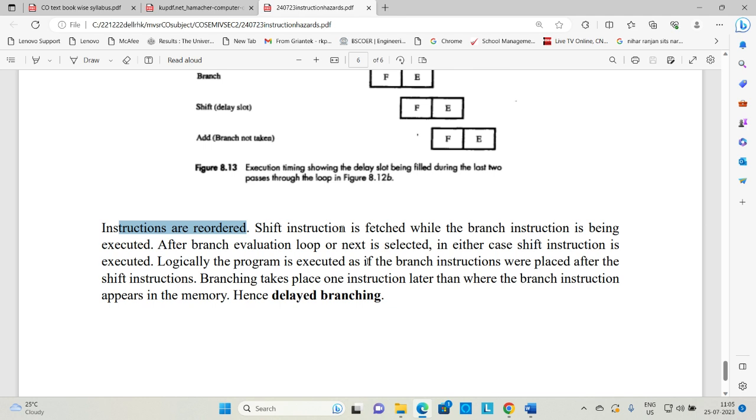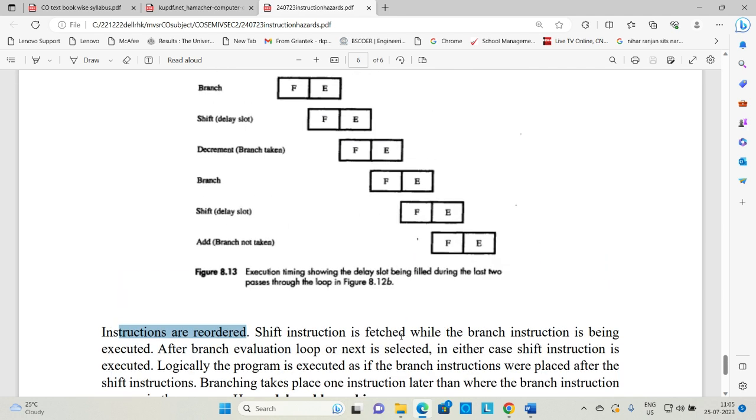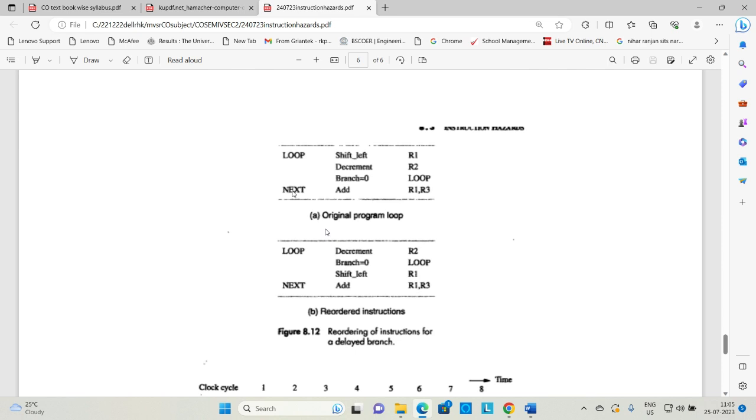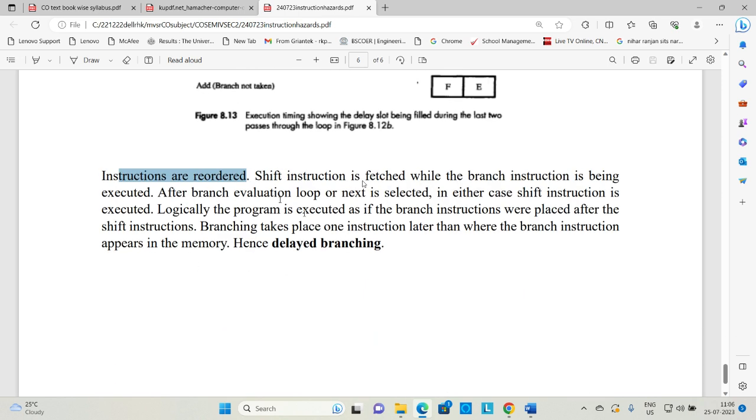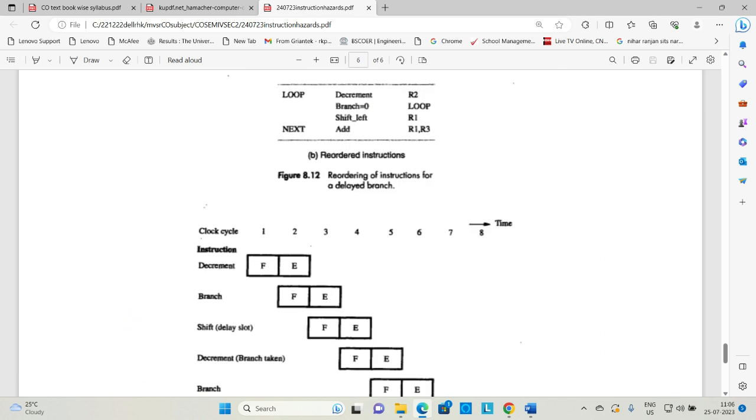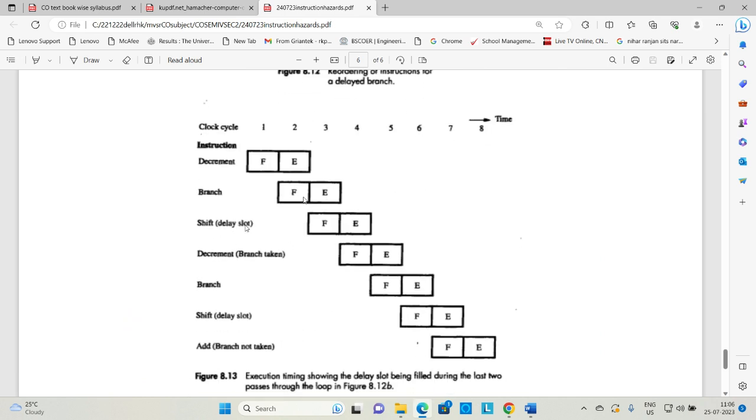And shift instruction, as you can see here, shift instruction is fetched while the branch instruction is being executed. See here, the branch instruction is being executed and the shift instruction is being fetched. Once the branch condition is evaluated, either the loop will be selected or next will be selected depending on whether the condition is true or false. So in both the cases the shift is executed.